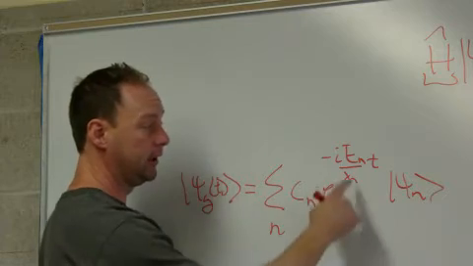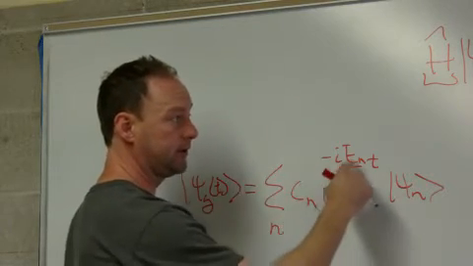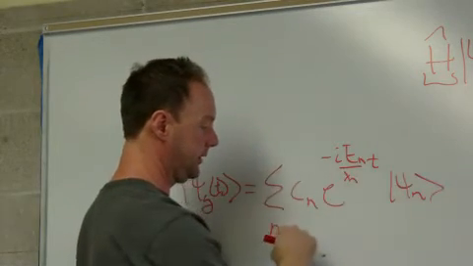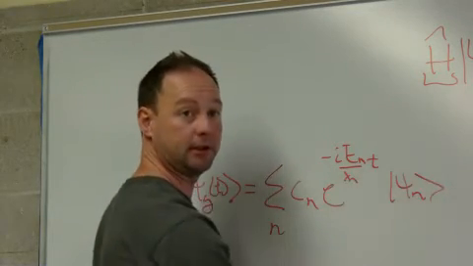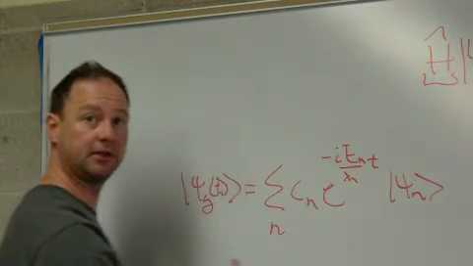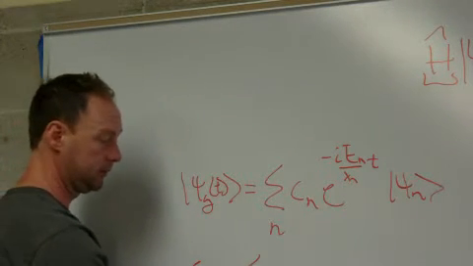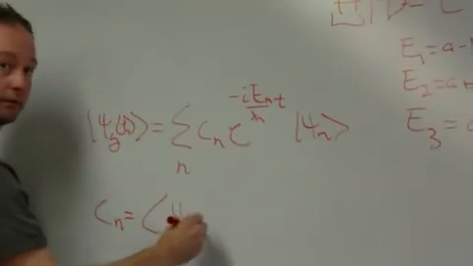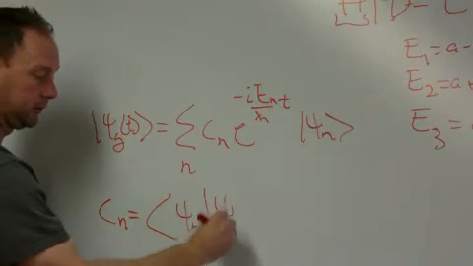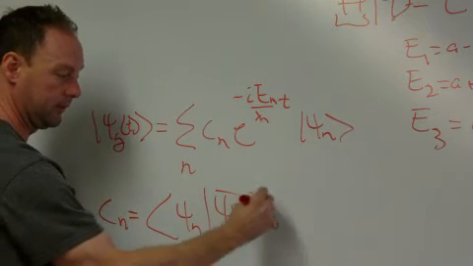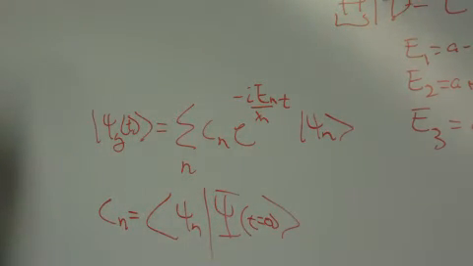All right. And now, how many n's do we have? We have 3. So we have E1 is A minus B, n equals 2 is A plus B, E3 is C. How do we find the C sub n's? So C sub n is equal to bra psi sub n ket big psi at t equals 0. But big psi sub n of t equals 0 is just essentially little psi sub n, isn't it?